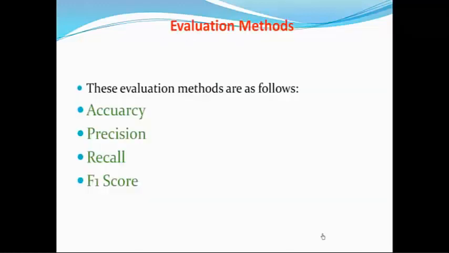Now, there are different types of evaluation methods. The different methods are accuracy, precision, recall, and F1 score. These are some of the evaluation methods. Evaluation methods means the engineer or the scientist who has developed that particular AI model will evaluate the model, whether the model is working properly or not. So that is called evaluation methods. So the methods are accuracy, precision, recall, and F1 score. One by one we will discuss.